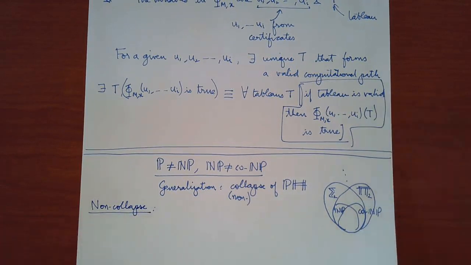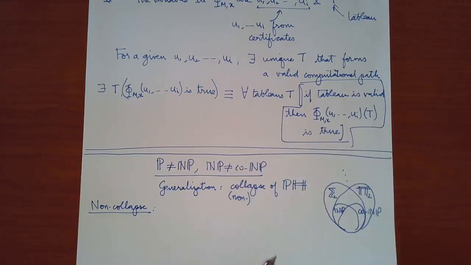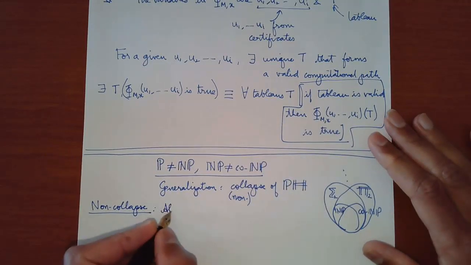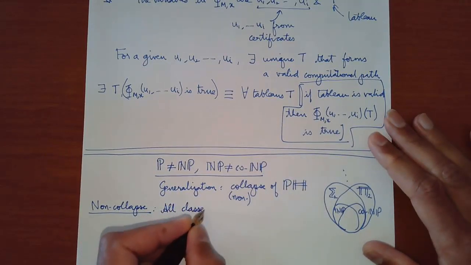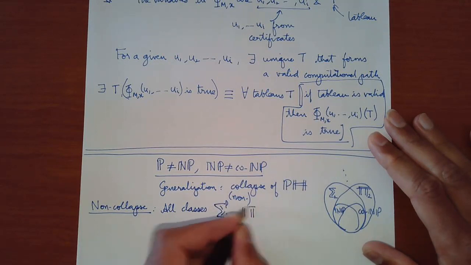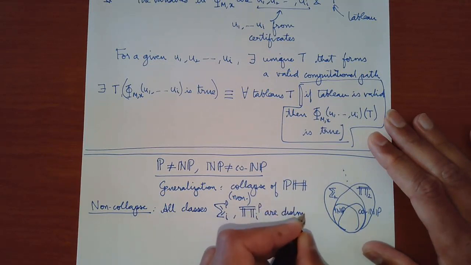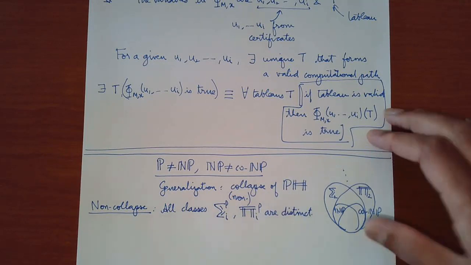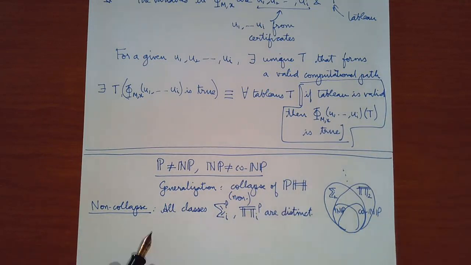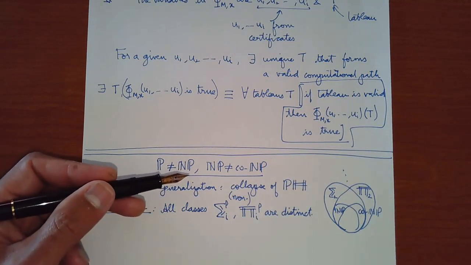So think of this as yet another assumption, but it's even stronger than P not equal to NP and NP not equal to co-NP: that all classes sigma i and pi i are distinct. This is a much stronger assumption. So why do I say it's a stronger assumption? Because if they're all distinct, it implies that P is not equal to NP, and it implies that NP is not equal to co-NP.